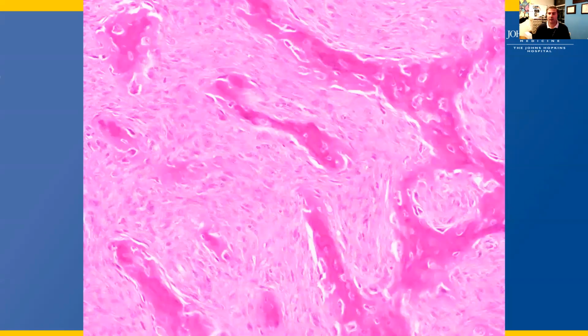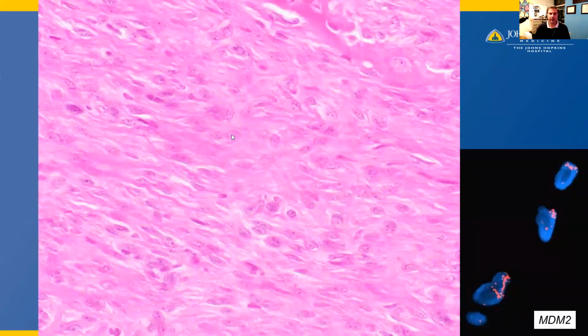And here we have a low power view showing this fibroosseous tumor, and it appears to have an indolent growth pattern, kind of pushing on the surrounding cortex. The cells appear very pink at low power with numerous foci of well-formed but kind of odd-shaped bone, somewhat resembling fibrous dysplasia.